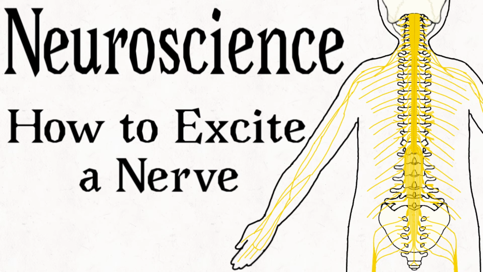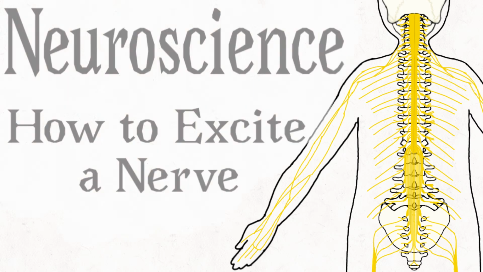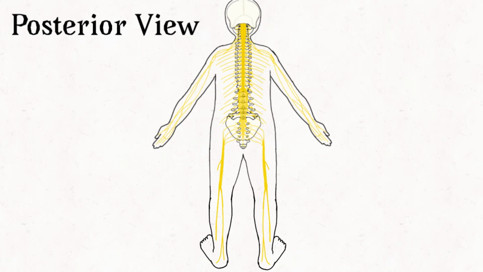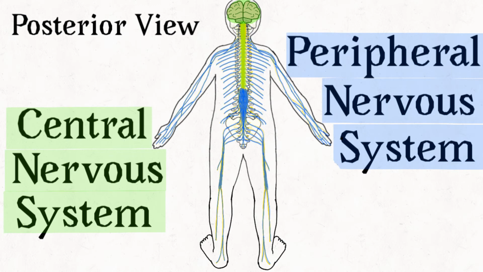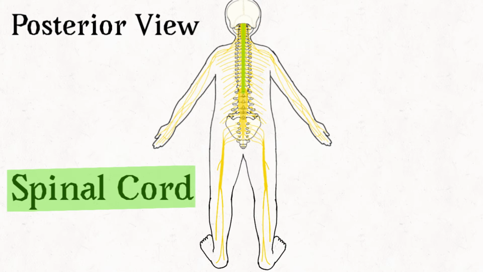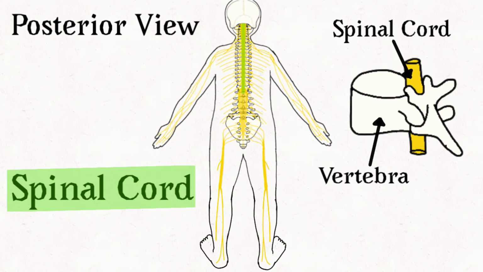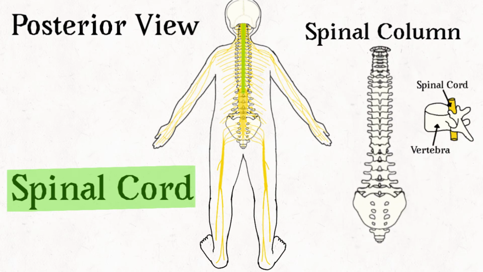To understand how nerves send and receive messages, we first need to look at the structure of our nervous system. Here is the posterior view, or the backside of a human body. You can see that the nervous system spans throughout the entire body. You have a central nervous system and a peripheral nervous system. The spinal cord is part of your central nervous system. It is protected by the vertebrae of your spinal column, which has a total of 33 bones.